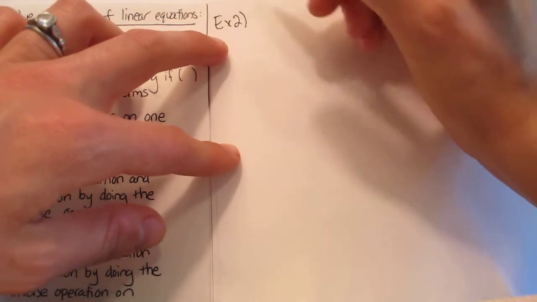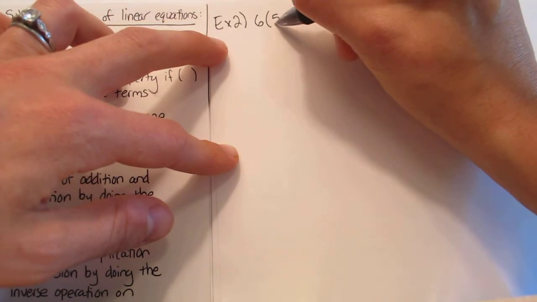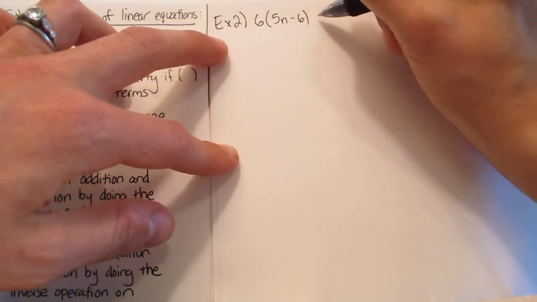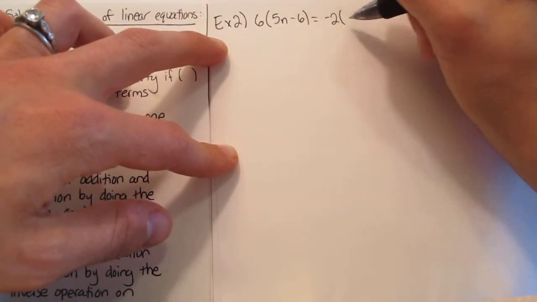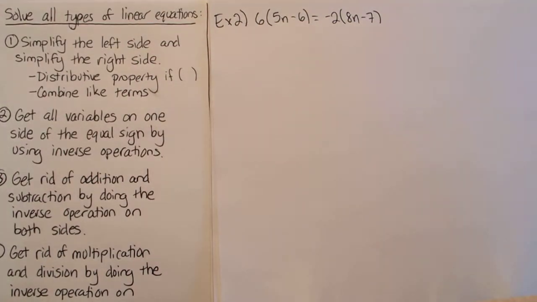Example 2. We've got 6 times 5n minus 6 equals negative 2 times 8n minus 7. So you can see there's lots happening there. 2 sets of parentheses. I've got variables on both sides. But as long as I follow the steps, this is not going to be very difficult.